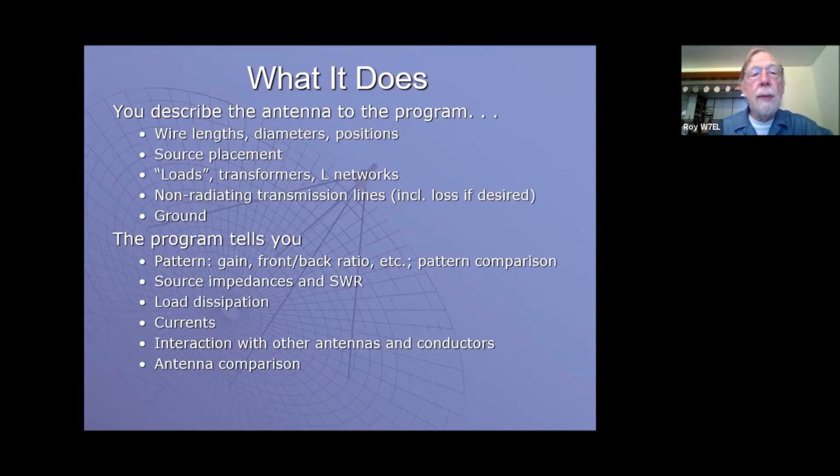Basically, what EZNEC by itself will do is you describe the antenna to the program by telling it where the wires are in space. All antennas modeled with EZNEC are composed of straight wire segments. And you can make multiple segments, short, long, and you'll get some examples here where we've got things like a helix made from line segments. You can make loops the same way, for example. You put sources in the antenna wherever you want.